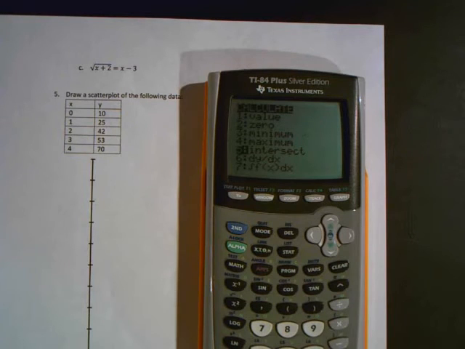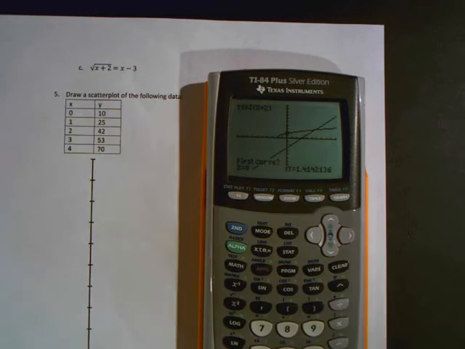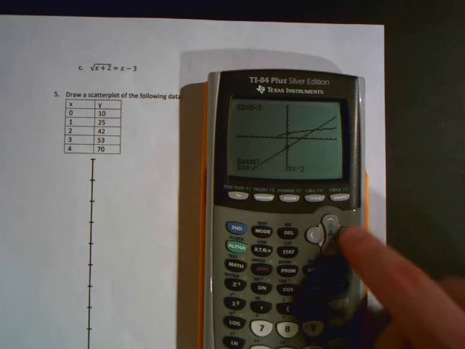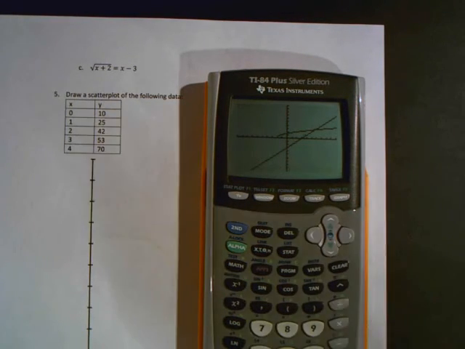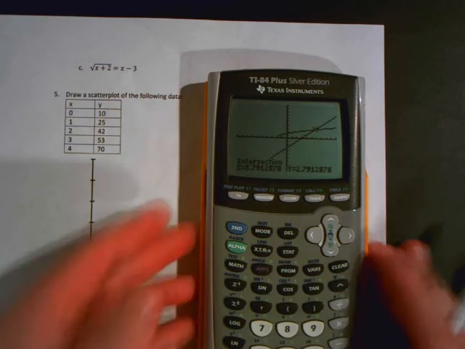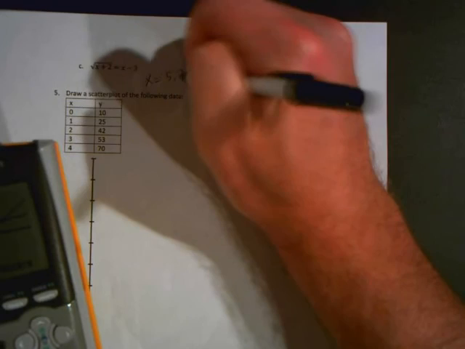Calculate the intersect. It asks me, am I on the first curve? Yep. Am I on the second curve? Yep. Make a guess. You really don't have to get all that close. The calculator will work it out for you. Looks like the answer is, let's call it x equals 5.79.